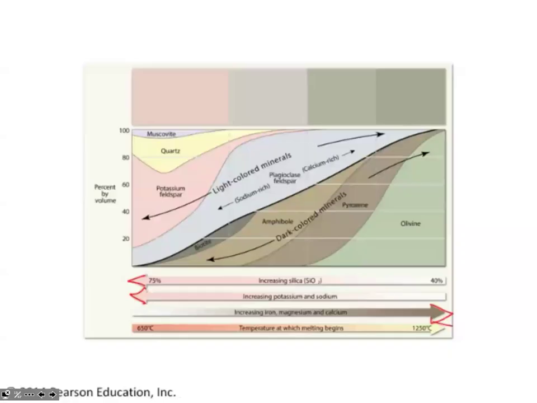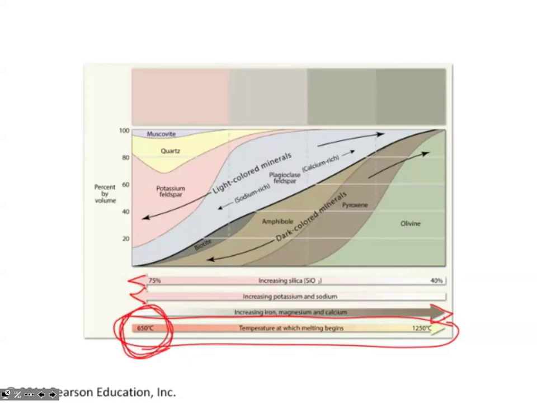And then very importantly, in terms of partial melting, the temperature at which melting begins is very different from the left side to the right side. The left side will begin melting at as low a temperature as 650 degrees Celsius, while the right side you really have to get it quite hot, up to 1250 Celsius.